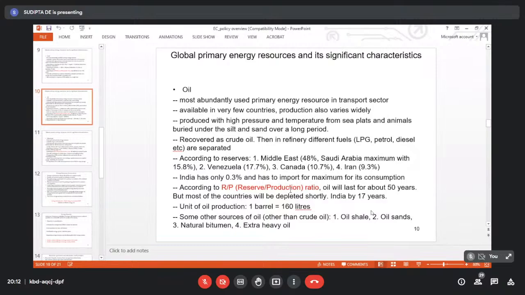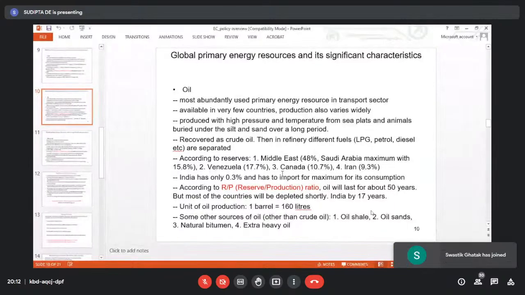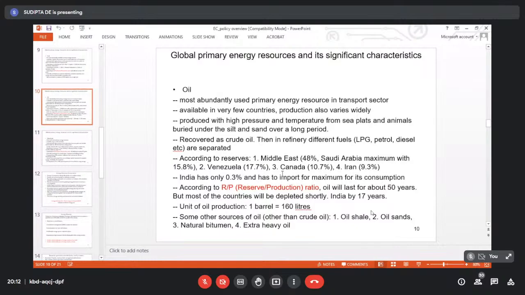But remember that some fraction of oil is also used in the power sector, because when you fire a coal-based power plant, the initial firing of the boilers is done by oil. Some of the friends are still coming in. That's why shutdown and restarting of any coal-based power plant consumes significant oil.